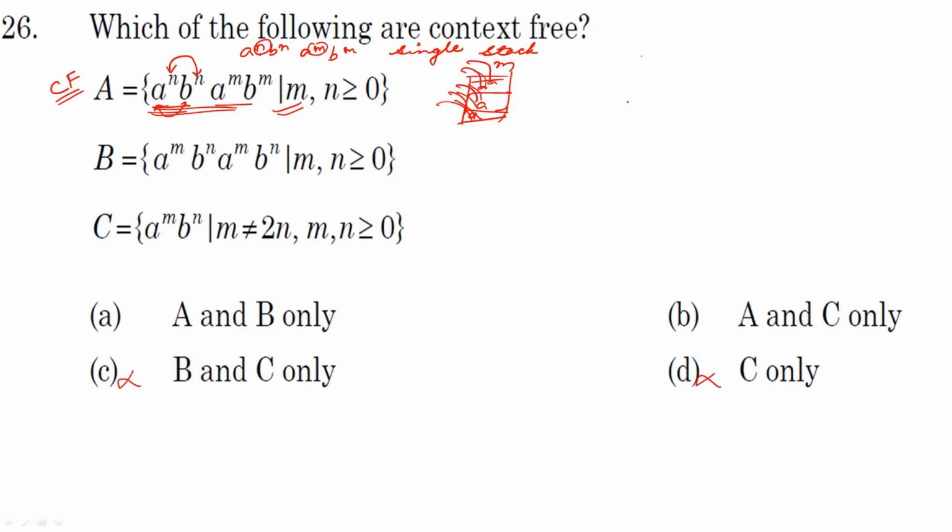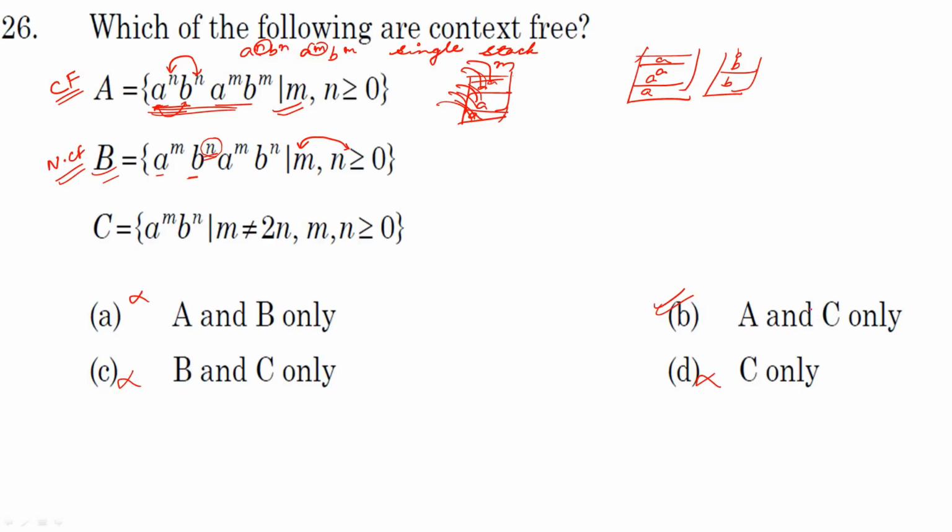For B, suppose I have a stack. I'll put m number of a's. But after a I have b, and I don't know what n is. n can be equal to m, n can be anything, because there is no relation between n and m here. So I don't know how many b's there would be, so I would be using a different stack for b. So this problem cannot be solved by using a single stack, so it is not context free. So B is not context free, and this option is also cancelled. Our answer is B.